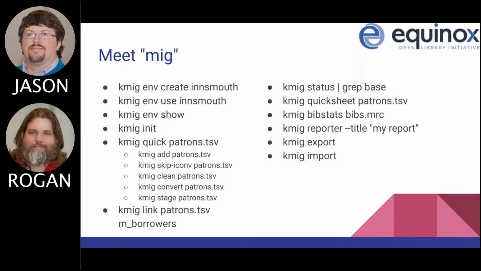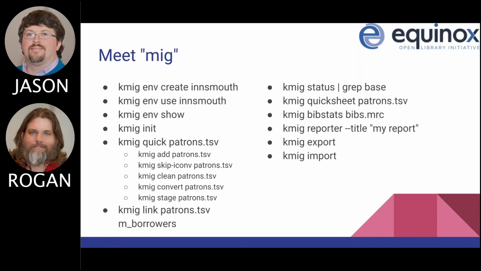MIG link is what associates an incoming source file with an existing production table, and if it doesn't already exist, it will do that whole create-like-borrowers type thing when you specify it here. So this makes those more useful staging tables for you, but it's optional. You don't have to associate a staging table with a production table.